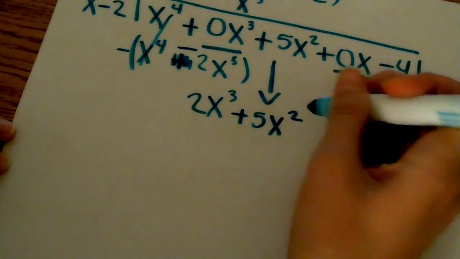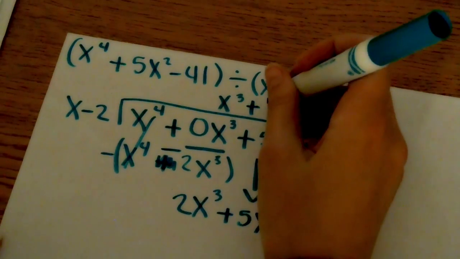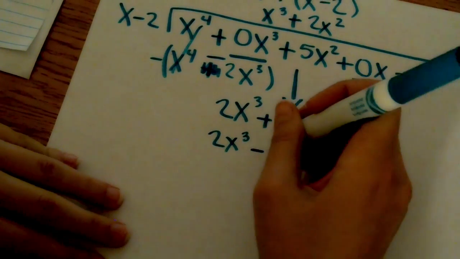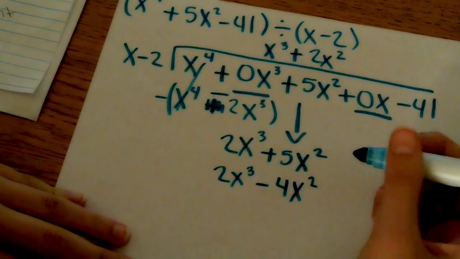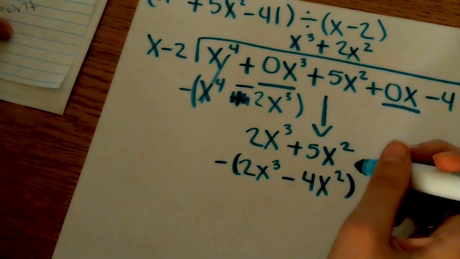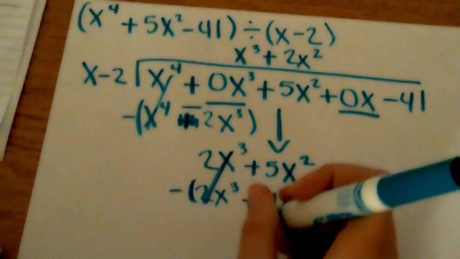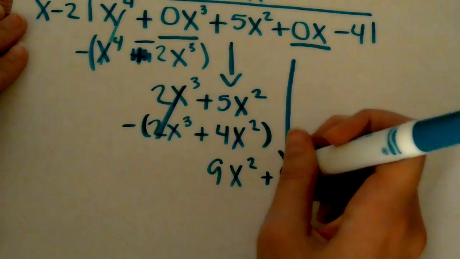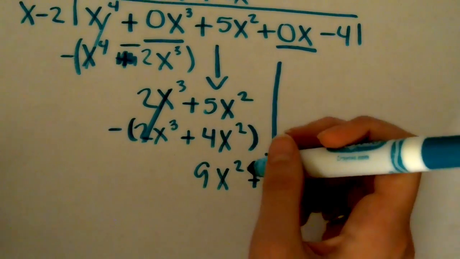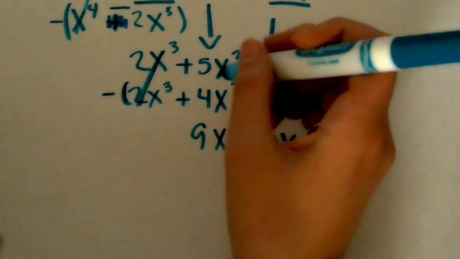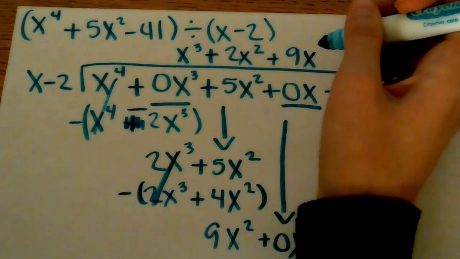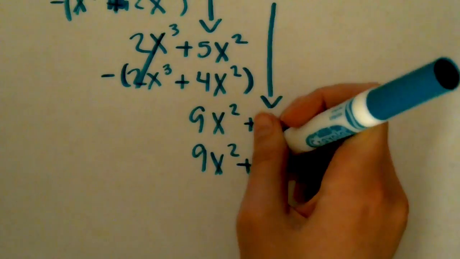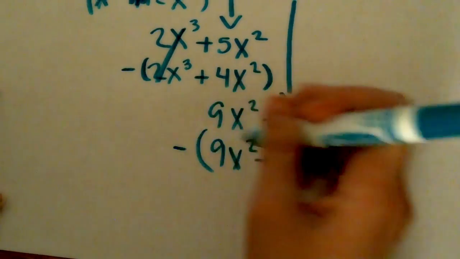And then keep dividing, so then the x goes into the 2x cubed, 2x squared amount of times, and then multiply that, and then just subtract them, which would switch the signs, so that's why the negative becomes a positive. And then bring down the number, make sure to bring those down. The x goes into the 9x squared 9x times, so then multiply it, and you get a 9x squared.